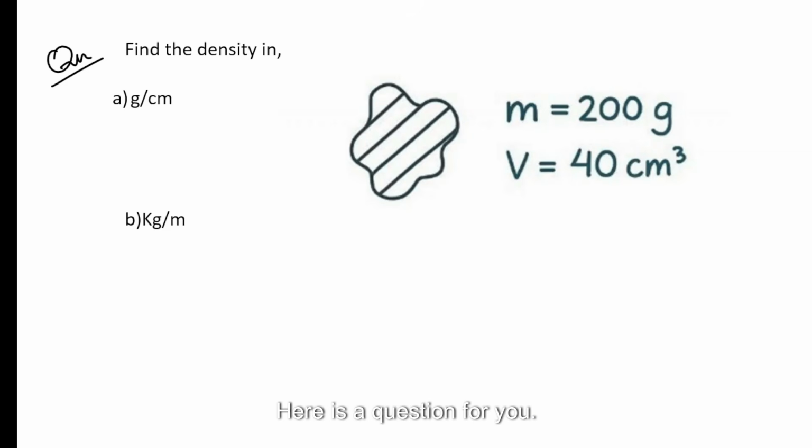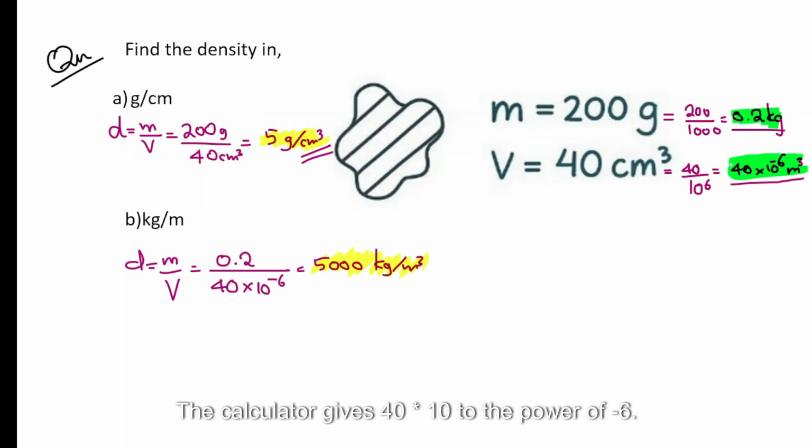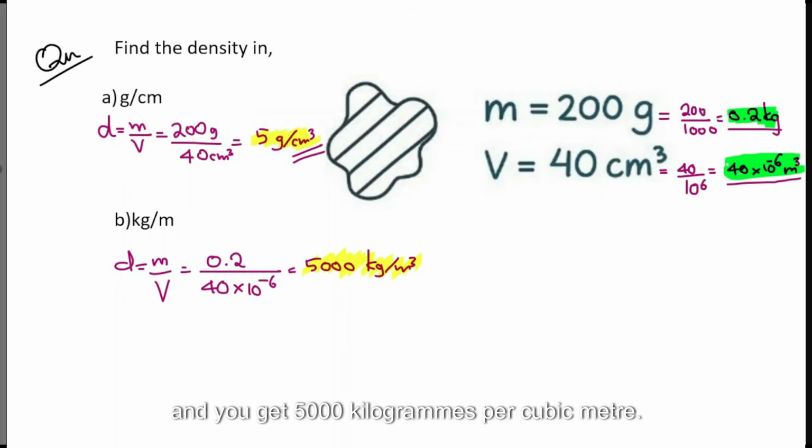Here is a question for you. Here is the answer. For the first part, it is very straightforward. 200 grams divided by 40 gives 5 grams per cubic centimeter. For the second part, you need to convert the mass into kilograms. So 200 divided by 1000 is 0.2 kilograms. Volume is 40 divided by 10 to the power of 6. The calculator gives 40 times 10 to the power of negative 6. Substitute in the formula, and you get 5,000 kilograms per cubic meter.